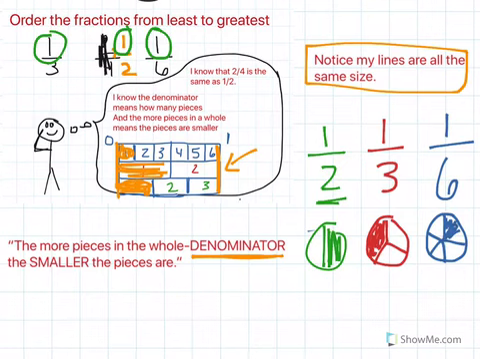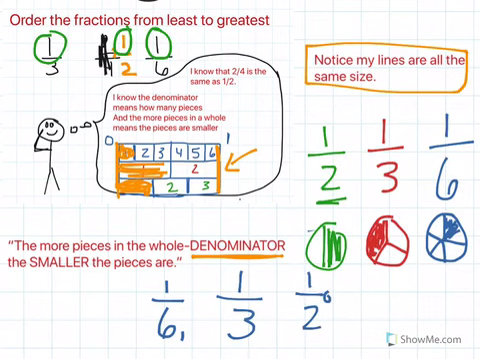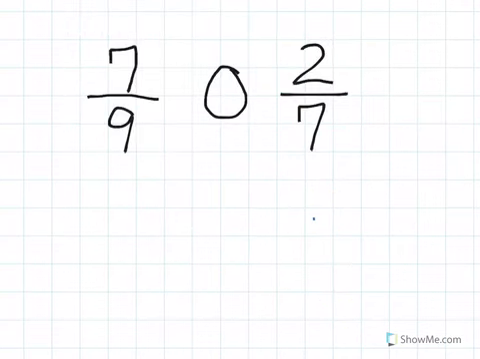So that helps me to be able to see what fraction is greater. So here I can see that 1/6 is the smallest amount, then 1/3 would come next, and 1/2 or my 2/4 would be next. So now I want you to look at these two fractions, and I want you to decide which is greater, 7/9 or 2/7. I want you to use what you know about a half to make a decision.